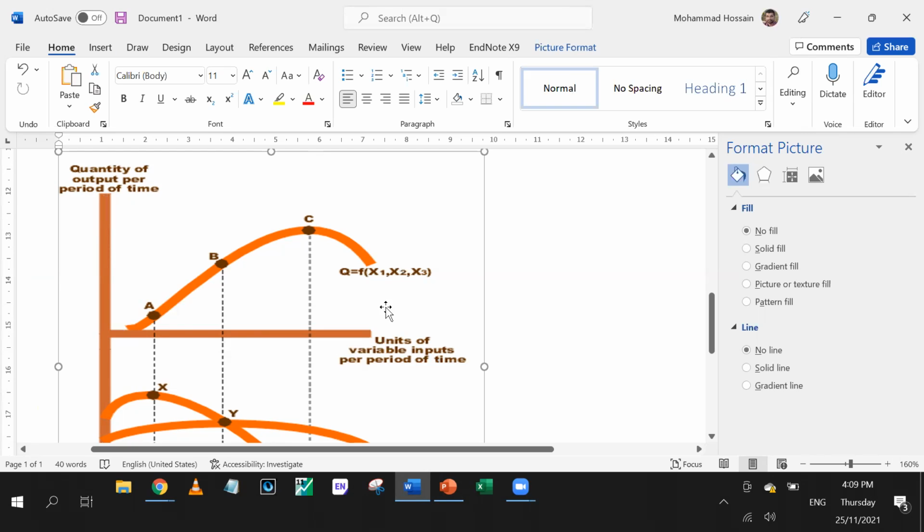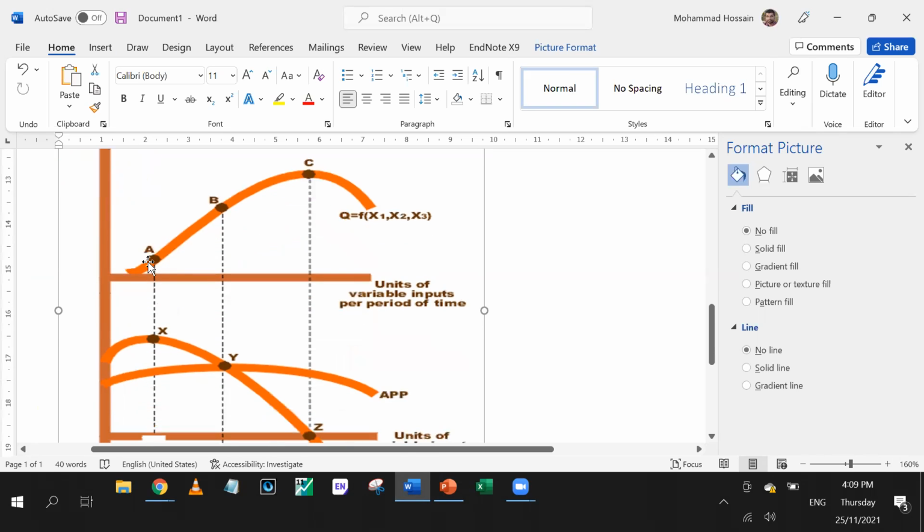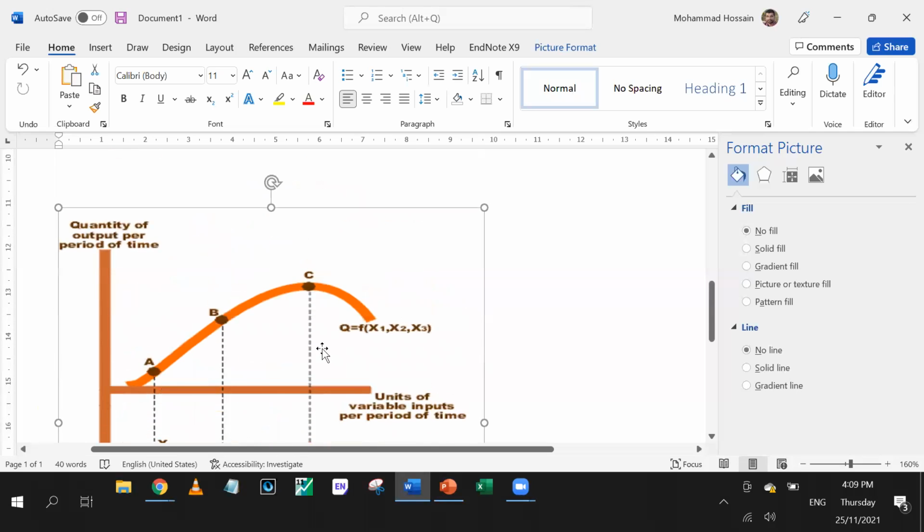At point A, you have some inputs, at point B you have more inputs. So you can see here that the more inputs you have, the more output you can have. There is a positive relationship between quantity of output per period of time and the units of variable inputs per period of time, which means that the more input you give, the better output you will have. So we can see this from here. See that? Very interesting.